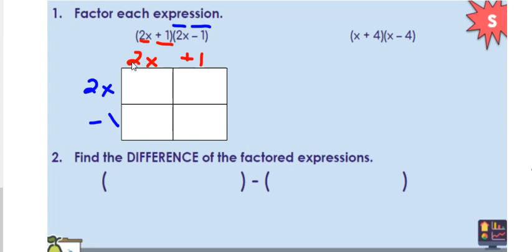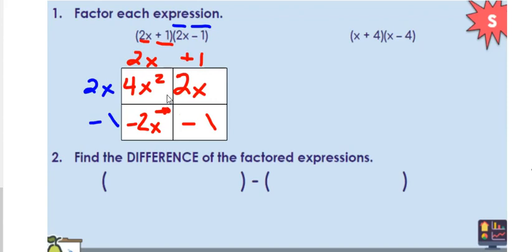So I have 2 times 2, which is 4, and then I have x times x, which is x squared. When I come over to this box, I have 1 times 2x, which gives me 2x. When I come down, I have -1 times 2x. So that's going to give me a -2x. And finally, for my constant, I have 1 times -1, which gives me -1.